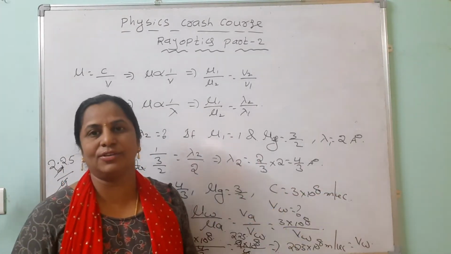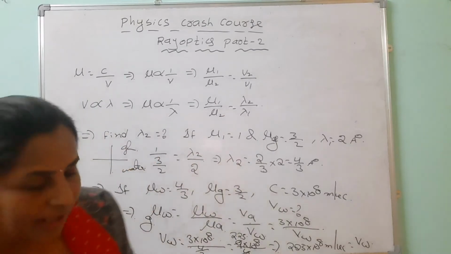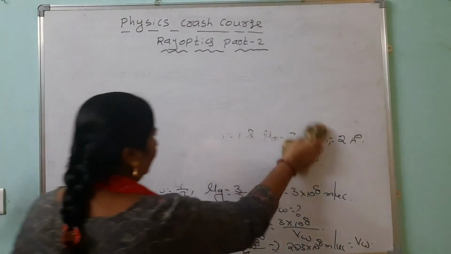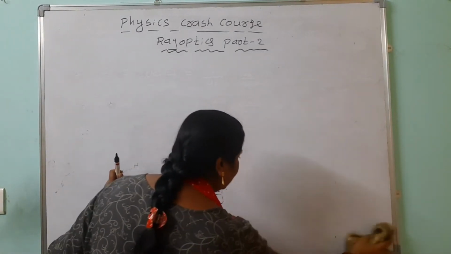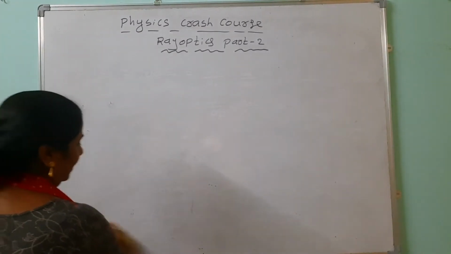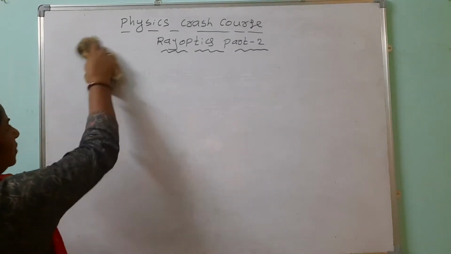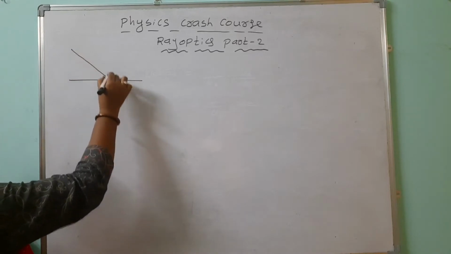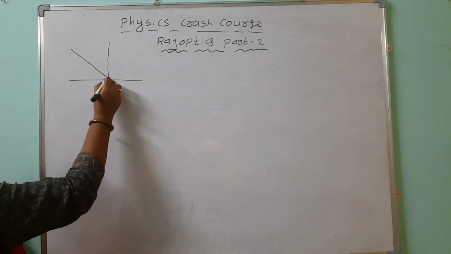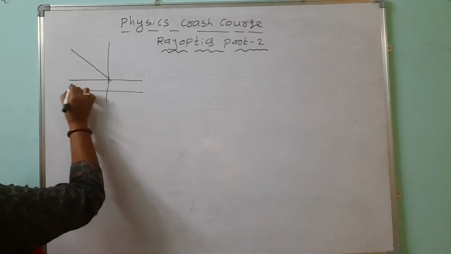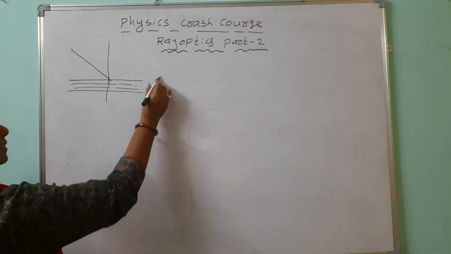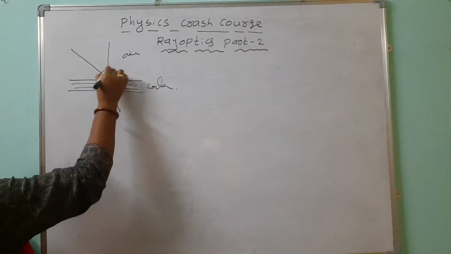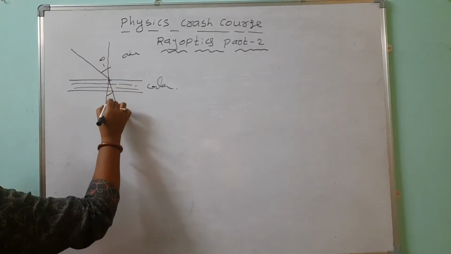Suppose we want to find out the velocity of light in glass. How to find out? The same formula we should use. Take a light ray falling on a glass plate. Here how many mediums are there? There are 2 mediums. Look here, light falls on the surface. This is the glass material, and this is the air. Then it is bending like this. Angle of incidence is I and angle of refraction is R.